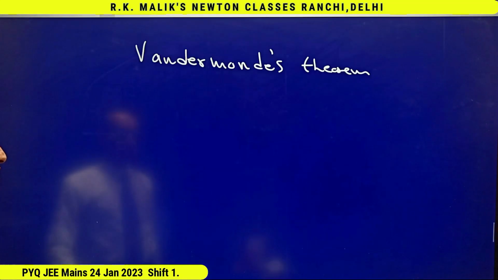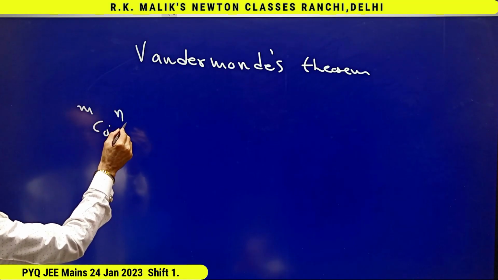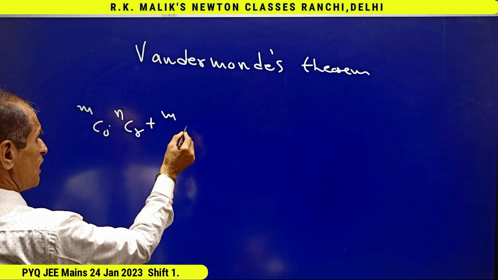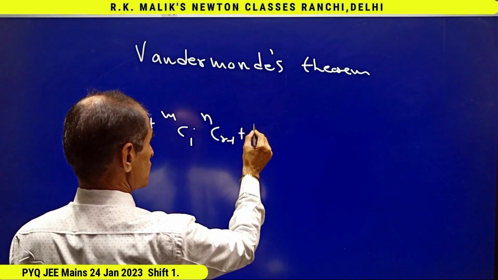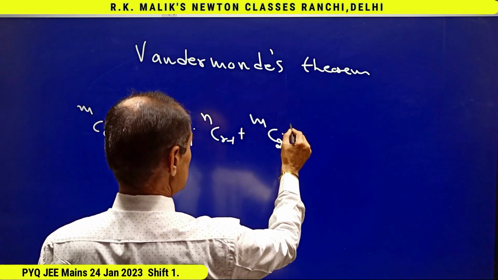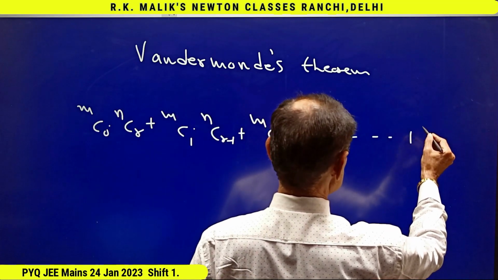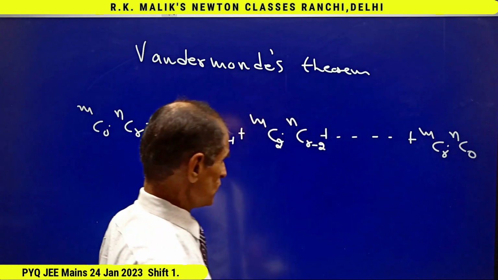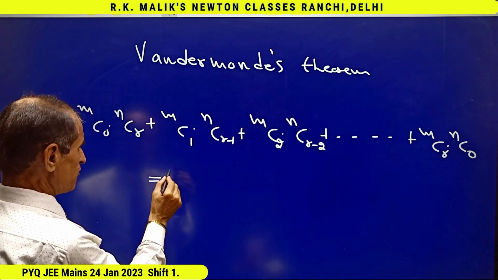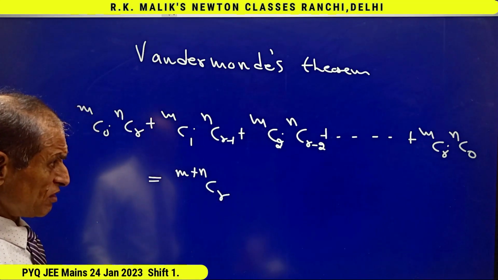Vandermonde theorem. What this theorem says, it says that MC0 into NCR plus MC1 into NCR minus 1, MC2 into NCR minus 2 up to MCR into NC0. This is always equal to M plus N CR.